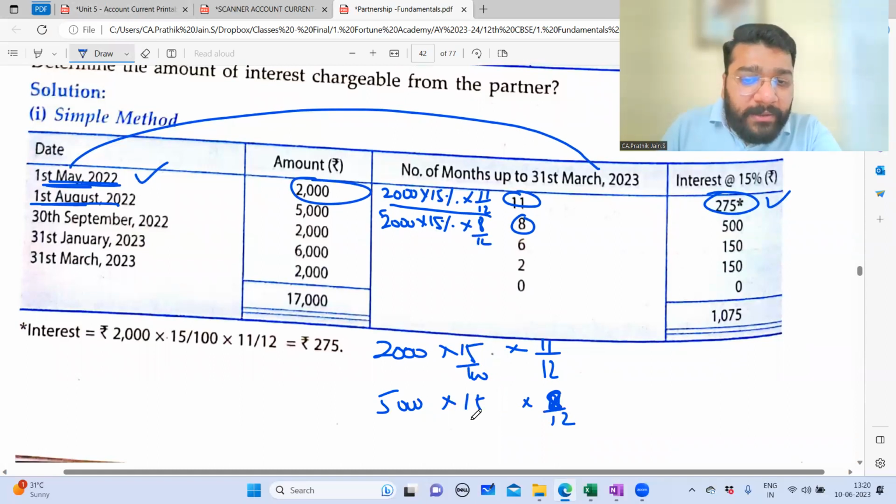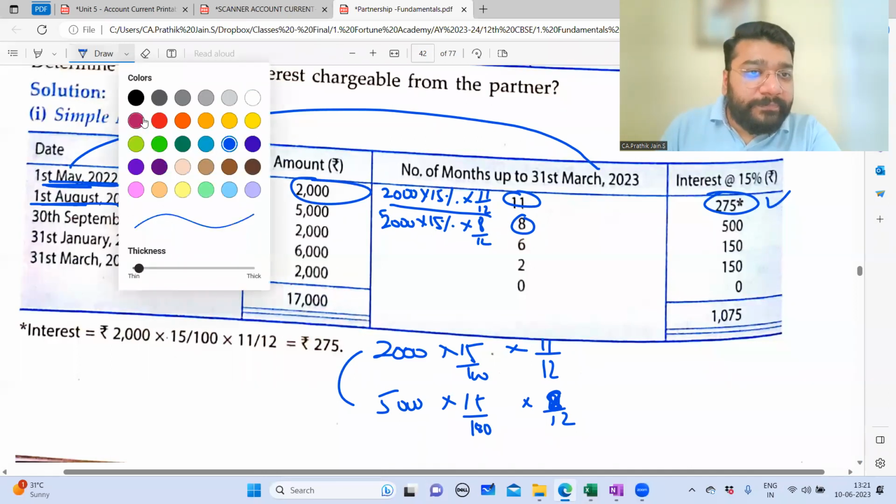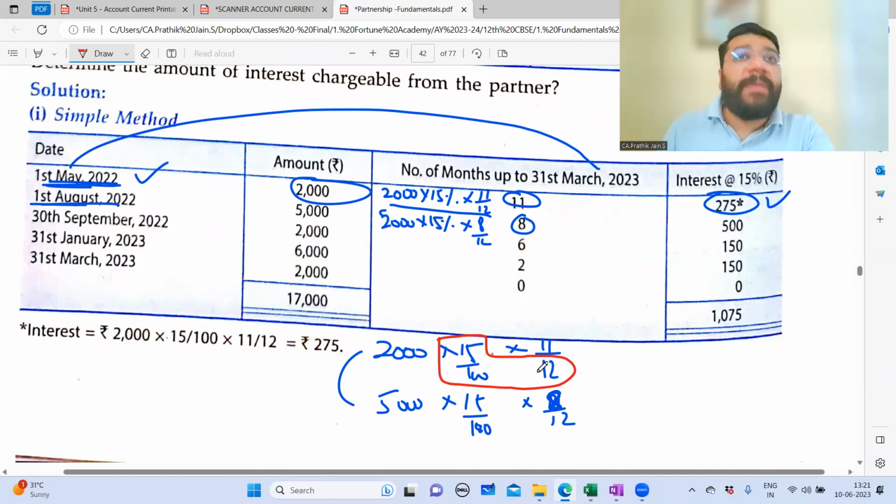15 by 100. 15 by 100. Please tell me, in this both formula, what is that one thing which is repeated? Subiksha, what is that one thing which is repeated again and again? Can I say this is repeated again and again? In every formula, 15 by 100 and divide by 12 is commonly getting repeated. What is getting changed? Amount and number of months is only getting changed.